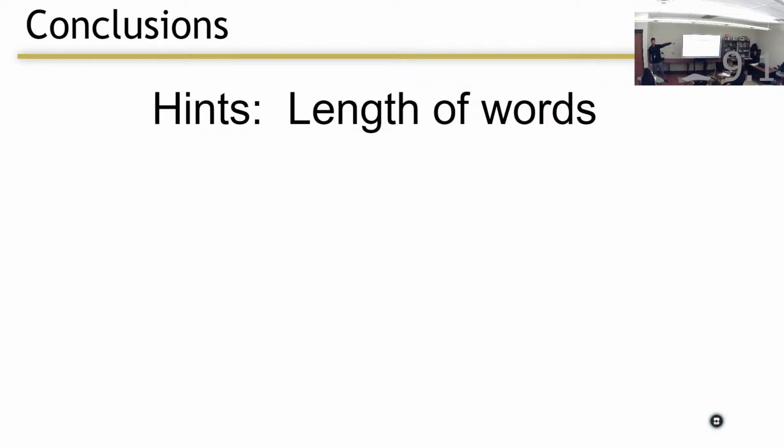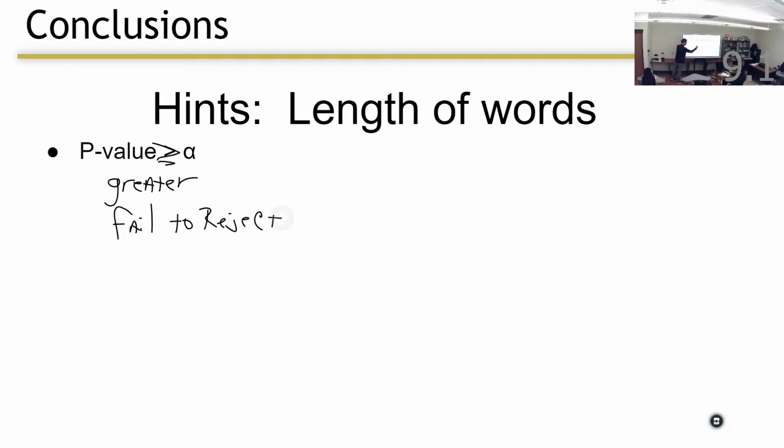This is my hint to you guys, from about 6-7 years ago. This is greater than. P is greater than alpha. Greater: G-R-E-A-T-E-R, 7 letters. That looks like a 7. If you don't know which is the greater than symbol, the greater than one looks like a 7. The less than looks like an L. Greater, you fail to reject.